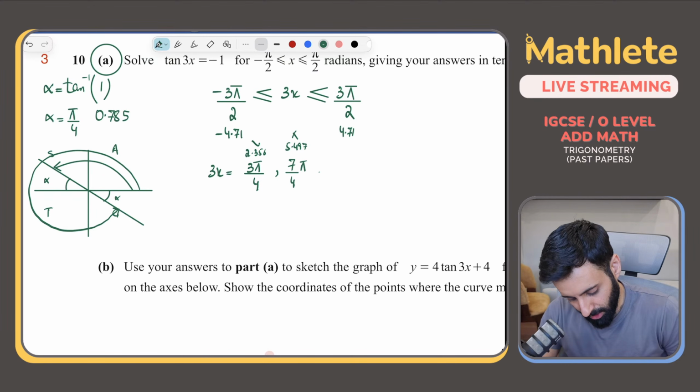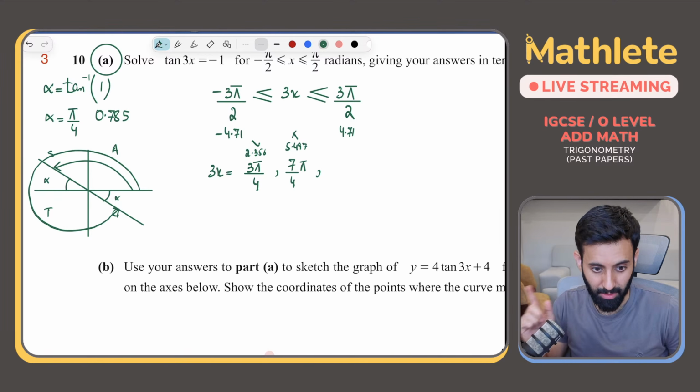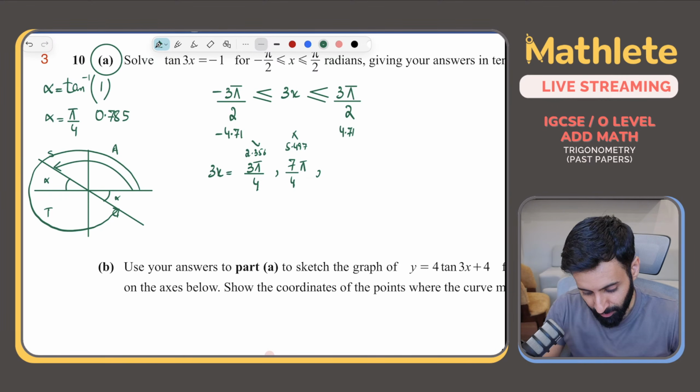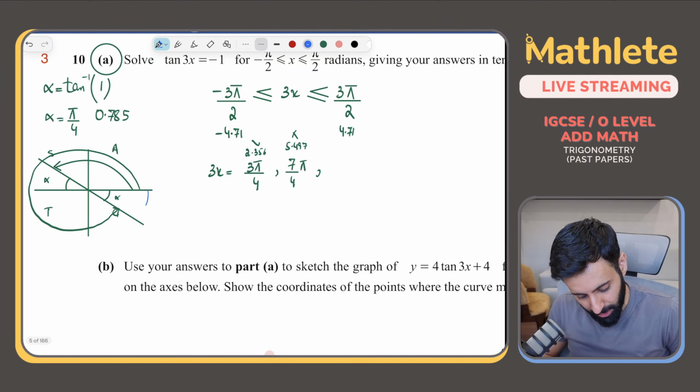Okay? Achha. Now, what do we have to do? We have to find out the solutions in the previous cycle. Okay, we now have to find out the solution in the previous cycle. Which means that we will now go in a clockwise direction.